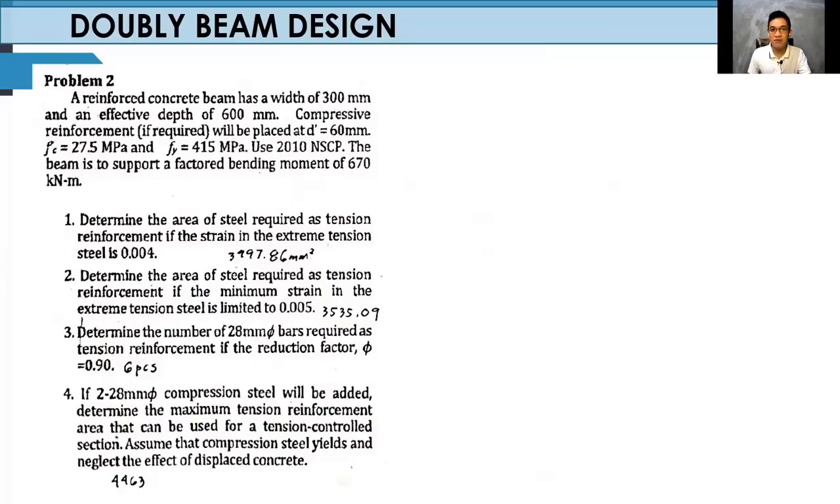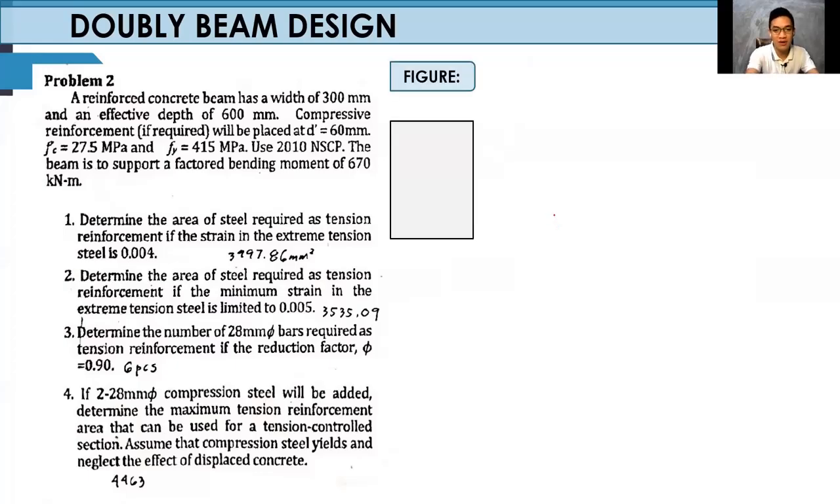And our fy is 415 megapascals. Use the 2010, or the same lang yan sa 2015 NSCP. The beam is to support a factored bending moment of 670 kilonewton meter. So the first thing that we need to solve is to determine the area of steel required as tension reinforcement if the strain in the extreme tension steel is 0.004. Okay, so the first thing that we need to do is to draw the figure.